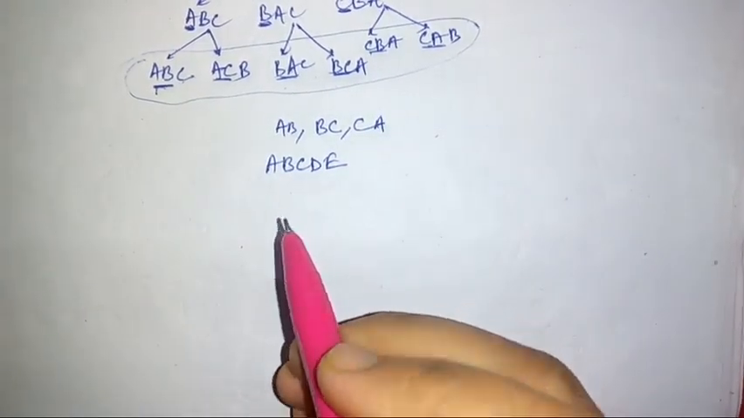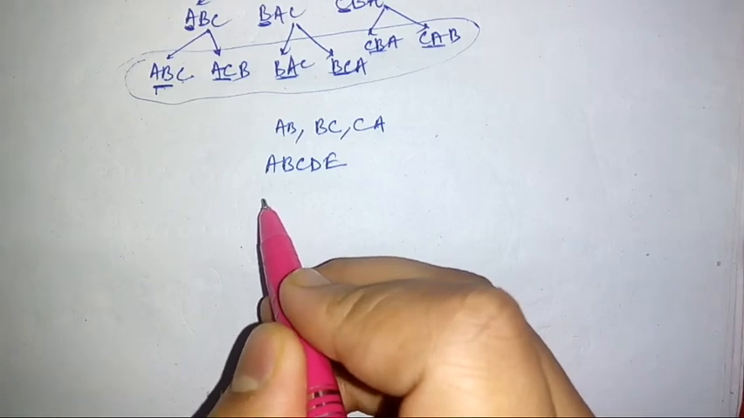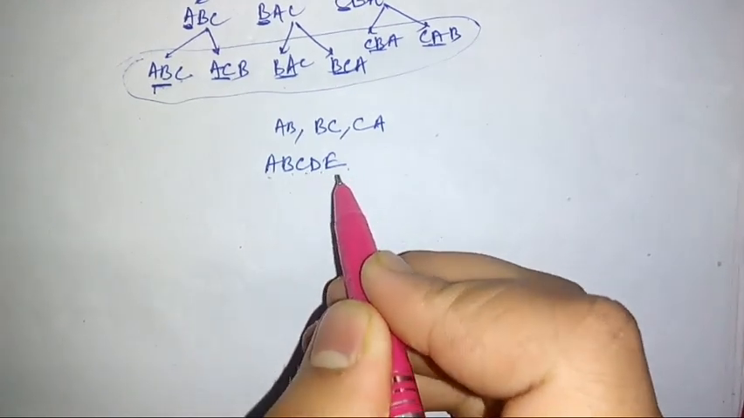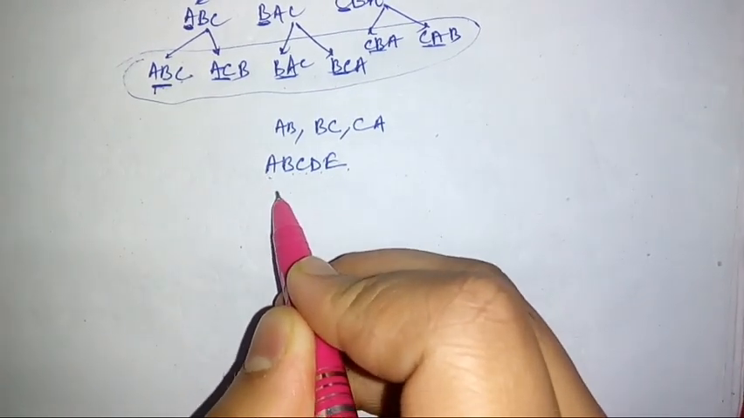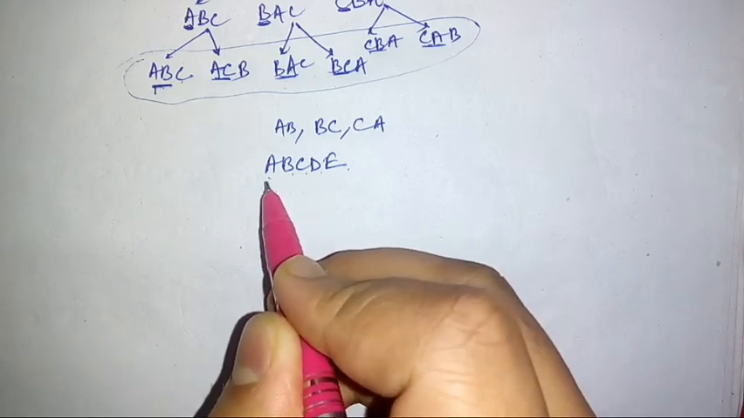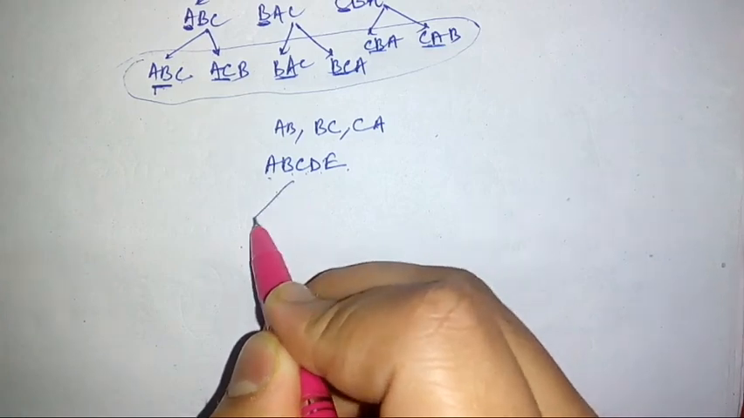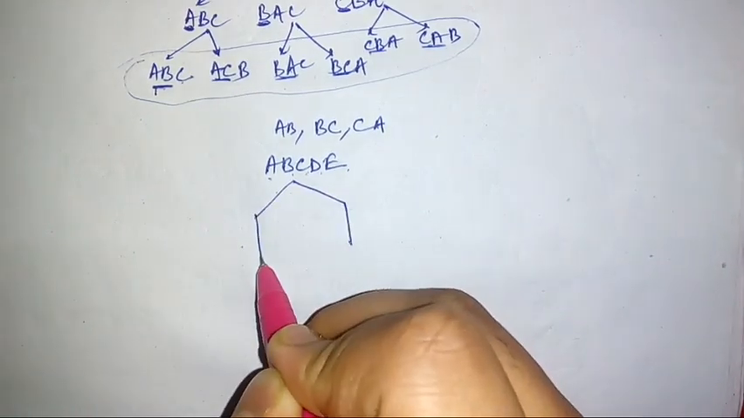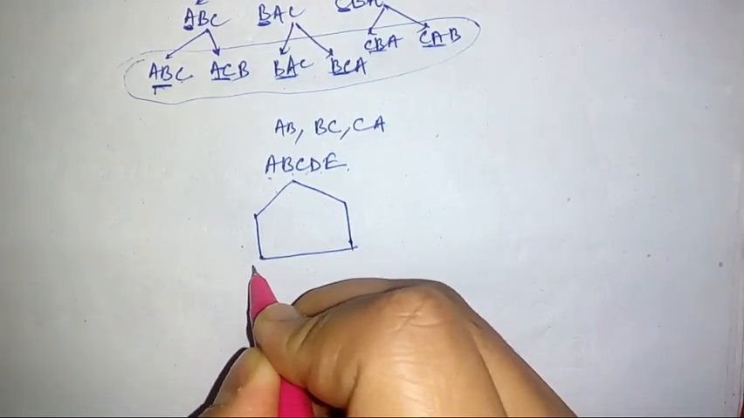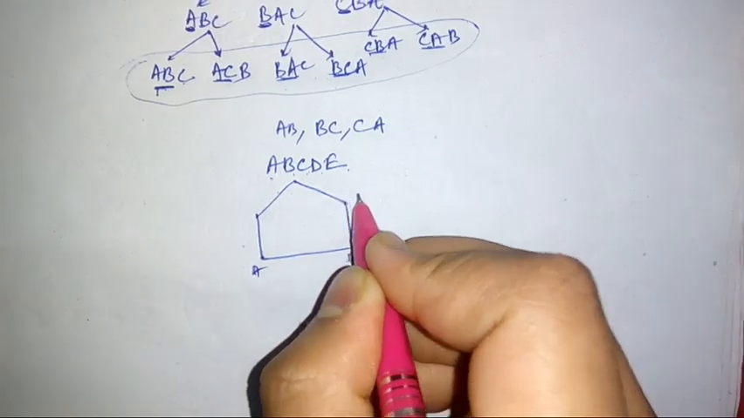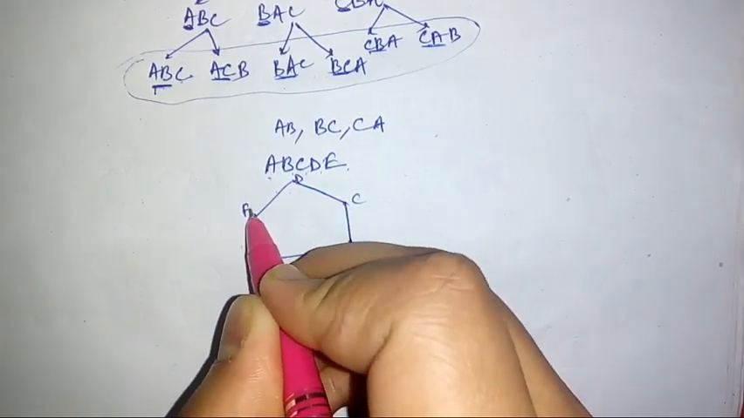First of all is the geometric method. In the geometric method, we have to construct a polygon whose number of vertices is equal to the number of variables: 1, 2, 3, 4, 5. So we have to construct a pentagon, and we name these vertices A, B, C, D and E.